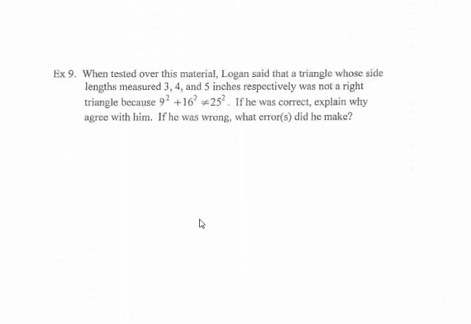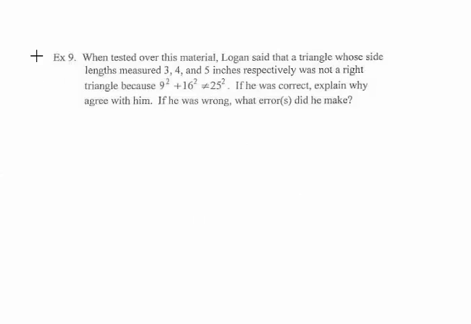Alright, and this brings us to our last example, example 9. It says, when tested over this material, Logan said that a triangle whose side lengths measured 3, 4, and 5 inches respectively was not a right triangle because 9 squared plus 16 squared does not equal 25 squared. If he was correct, explain why you agree with him. If he was wrong, what errors did he make?